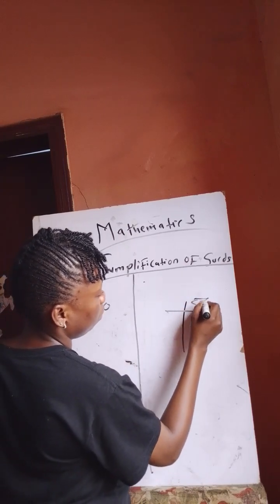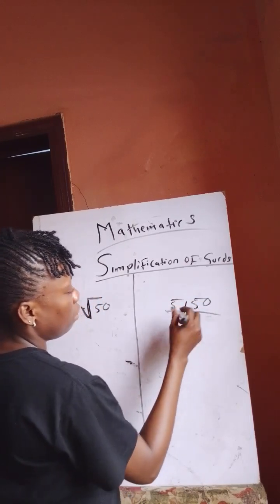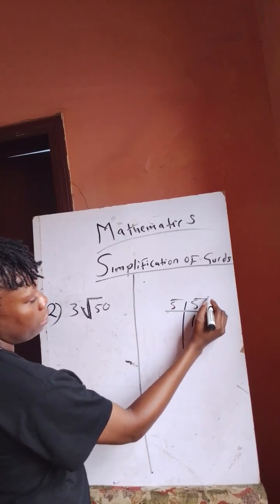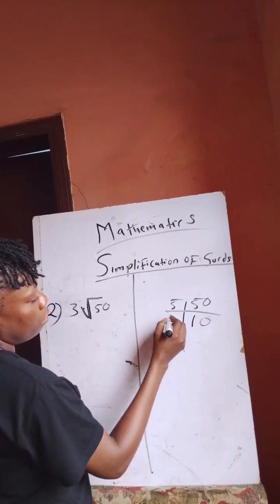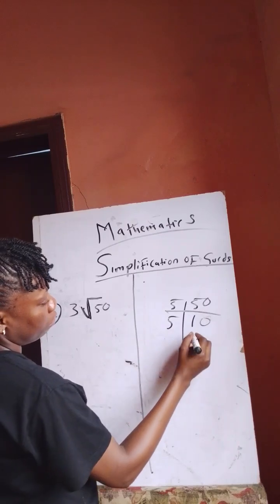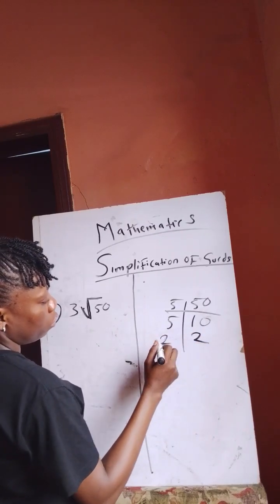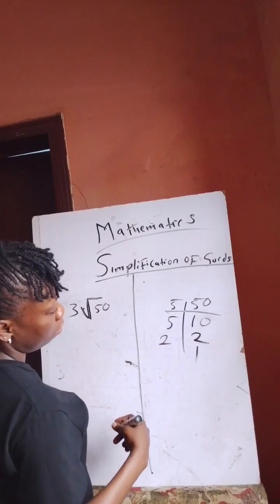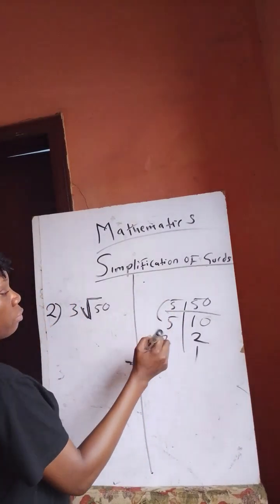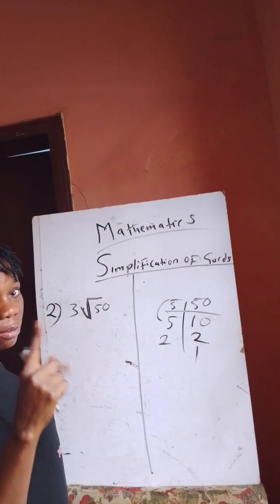This is 50, this is 5. 5 in 5, 1; 5 in 0, 0; 5 in 10, 2; 2 in 2, 1. Which is, we have 2, 5 and 1, 2.